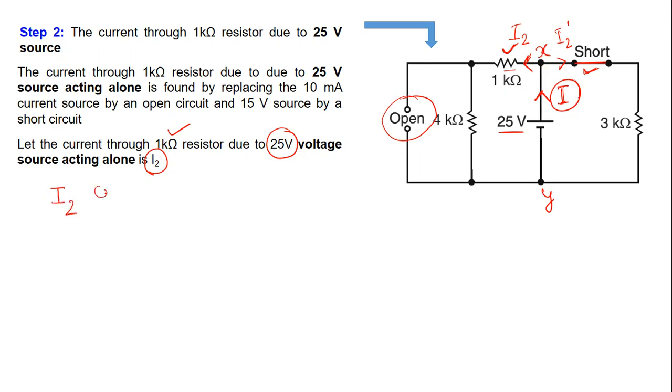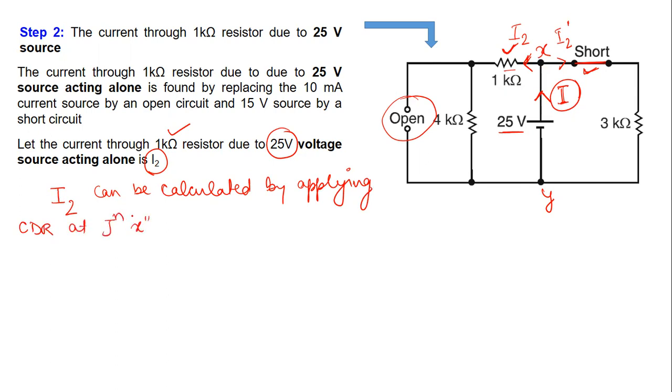I2 can be calculated by applying the current division rule at junction X. Hence, I2 is equal to the current I into, now if you see, this current I is dividing in these two branches, right? And here we don't have any current, no current.